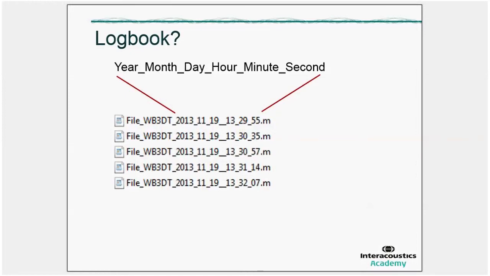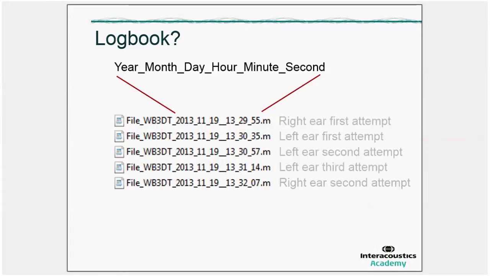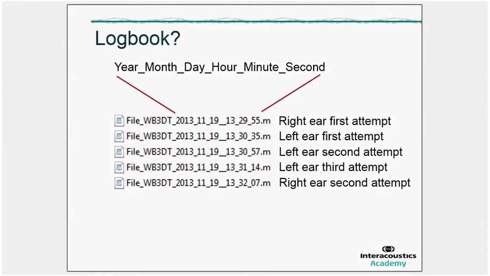There is a birth date, and so there are some identifiers, but still it could be that this first measurement is the first attempt on the right ear, and then within a minute there is an attempt on the left ear, there is another attempt on the left ear, and another attempt on the left ear, and then again the right ear is tested. And the question is now, which of these files do we need to keep for our research?